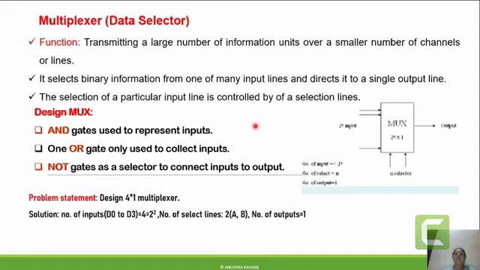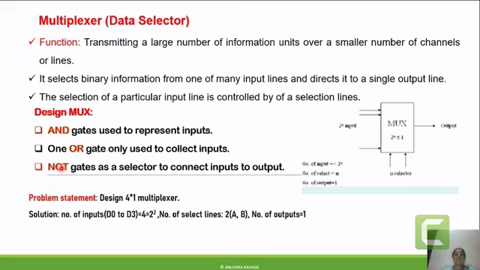When the design is done using the multiplexer, we use AND gates to represent the inputs for that multiplexer, while an OR gate is used to represent the collection of the inputs. And sometimes NOT gates are used as selectors to connect the inputs towards the output. But this is the case if we have to design the multiplexer. So majorly in designing the multiplexer, AND, OR and NOT gates are used.